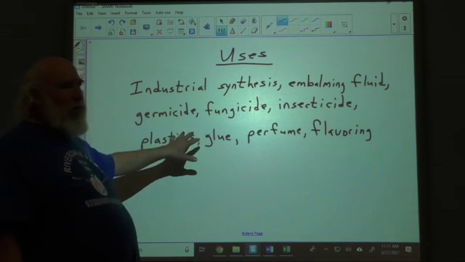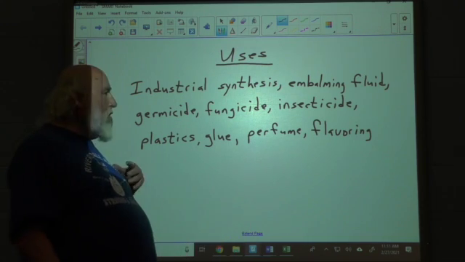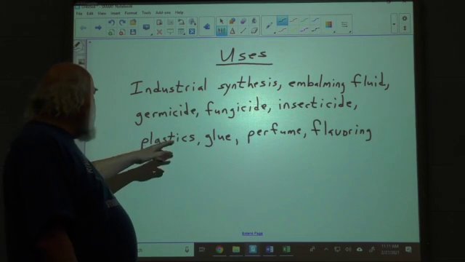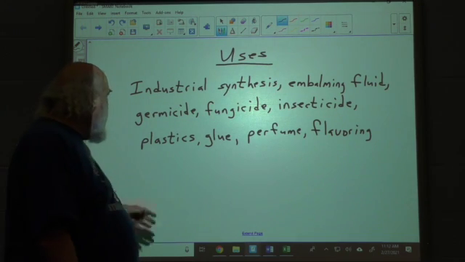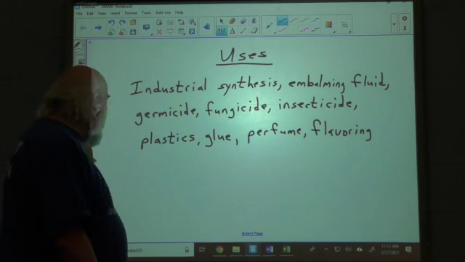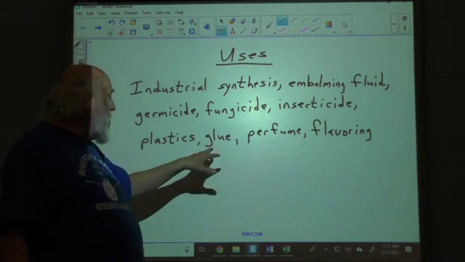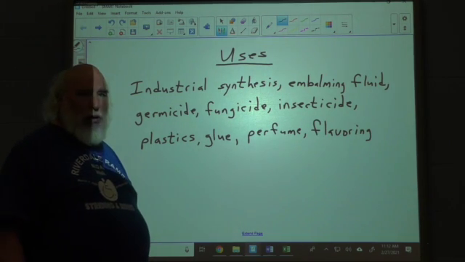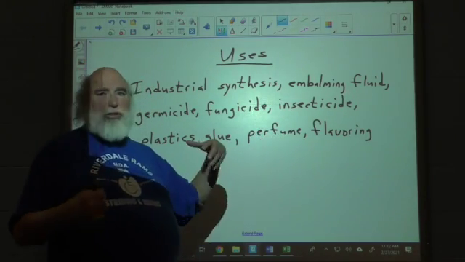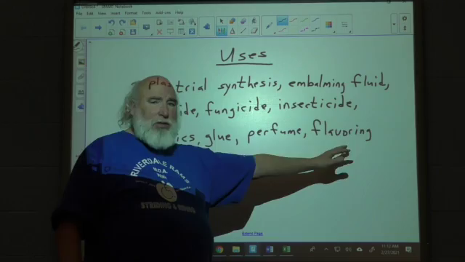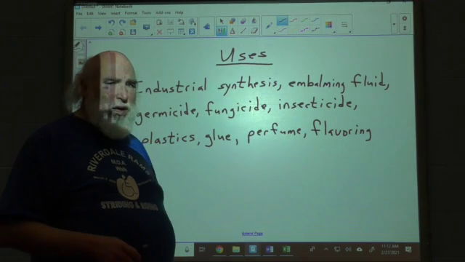If you see a fancy name like this that ends in "side," like homicide or genocide, it means some kind of death. And so this is used in killing germs, fungi, and insects. So germicide, fungicide, and insecticide. It's also used in making plastics, and one of the plastics that it does make is a really effective glue. They use that in plywood. It's also used as a perfume. There is a certain amount of flavoring to it. In fact, some soda pops have aldehydes as their flavoring, particularly cherry flavoring seems to be a thing.